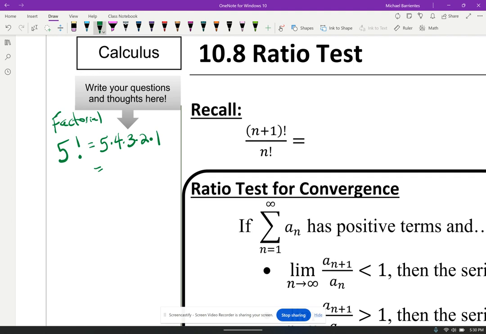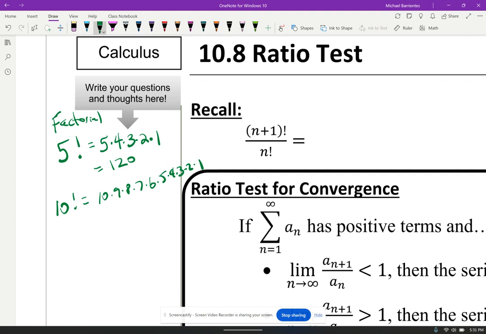So 5 factorial would be 5 times 4, which is 20, times 3, which is 60, times 2, which is 120, times 1. So that's 120. So I can figure out the value of that. But it's a shortcut of saying you're going to multiply starting from the given number and then in decreasing order all the whole numbers down to 1. So 10 factorial would be 10 times 9 times 8 times 7 times 6 times 5 times 4 times 3 times 2 times 1. Whatever that is, I'm not going to find the answer.